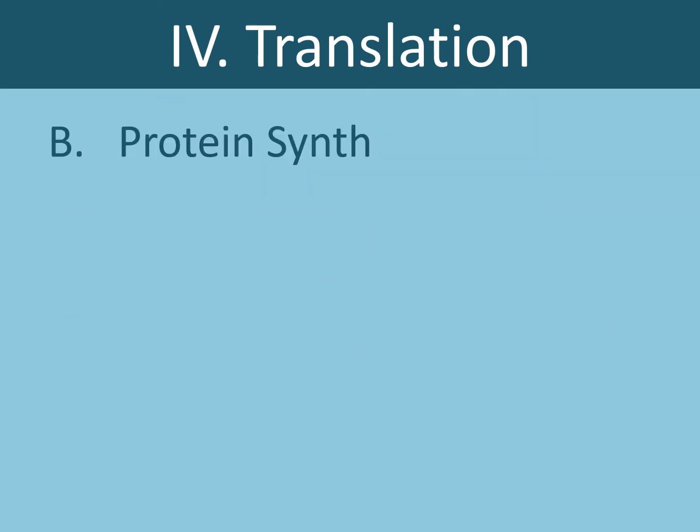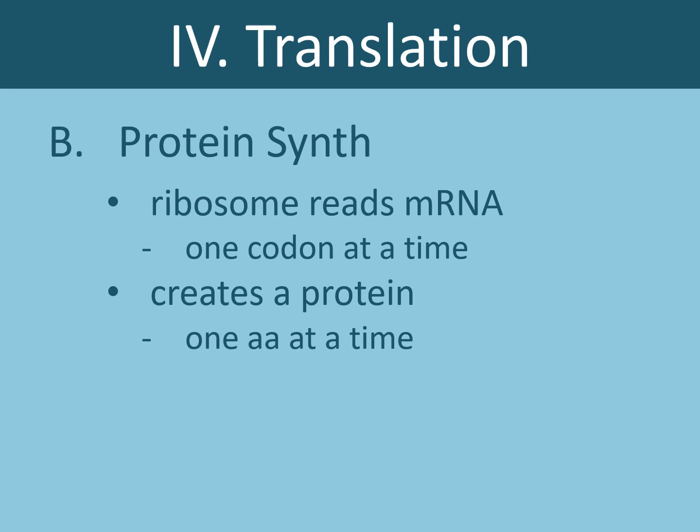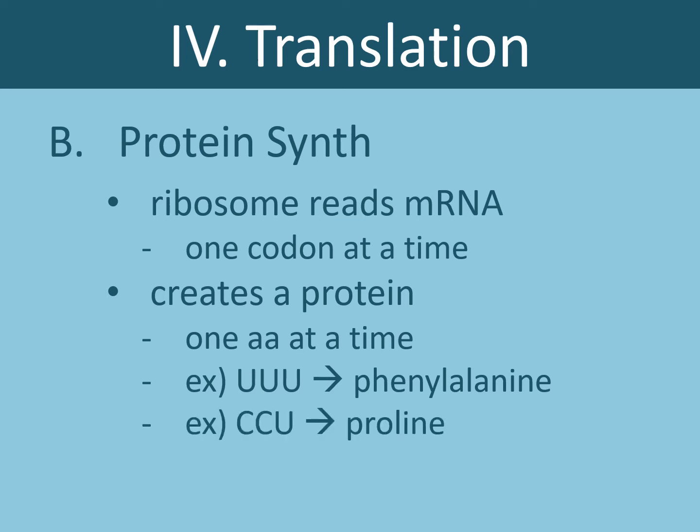To clarify, translation is all about protein synthesis. During protein synthesis, the ribosome reads the message found on mRNA. The ribosome reads the mRNA 1 codon at a time. That's 3 letters at a time. Based on the codons, the ribosome will create a protein. The protein is made 1 amino acid at a time based on those codons from the mRNA. For example, the letters or the codon UUU will encode the amino acid phenylalanine on the new protein.